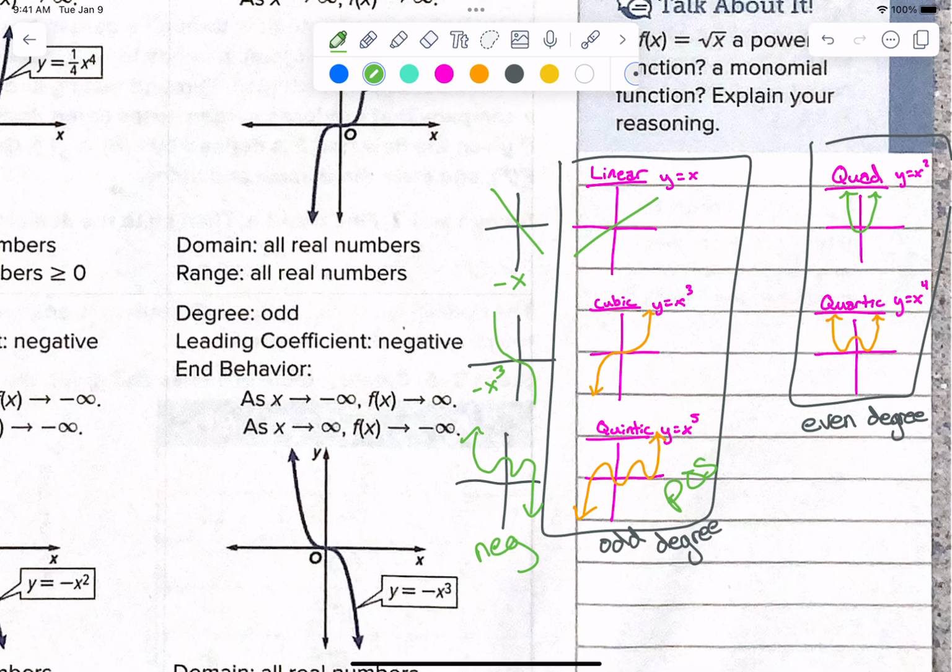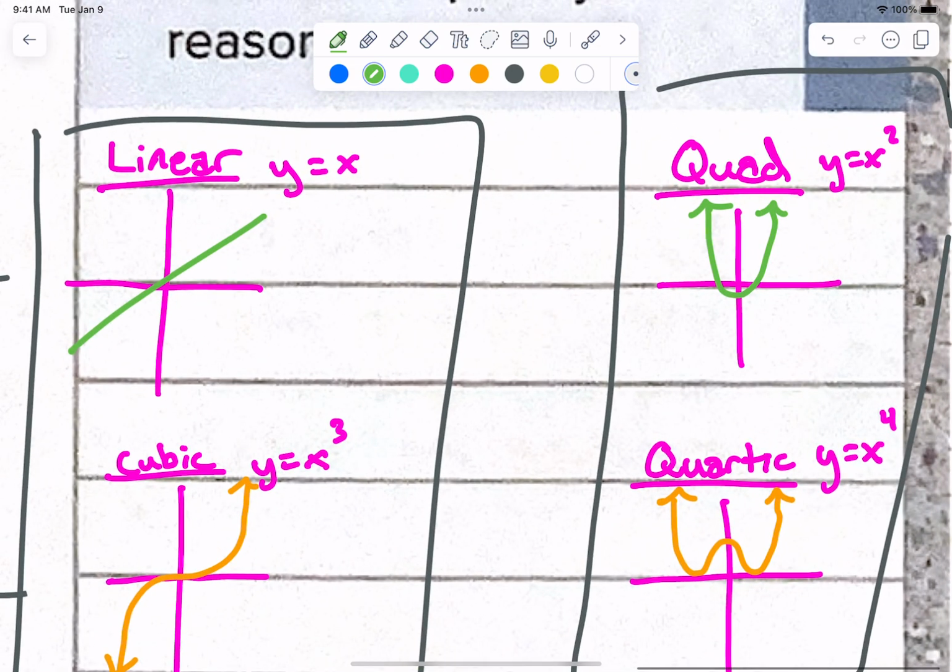Odd is opposite. Got it? Opposite directions. These guys are even degree. They're going the same direction. We know from parabolas that if it's a positive x squared, he's going up and up, okay? But if he's a negative x squared, he could go like this. This would be a negative x squared. He is going down and down, okay?